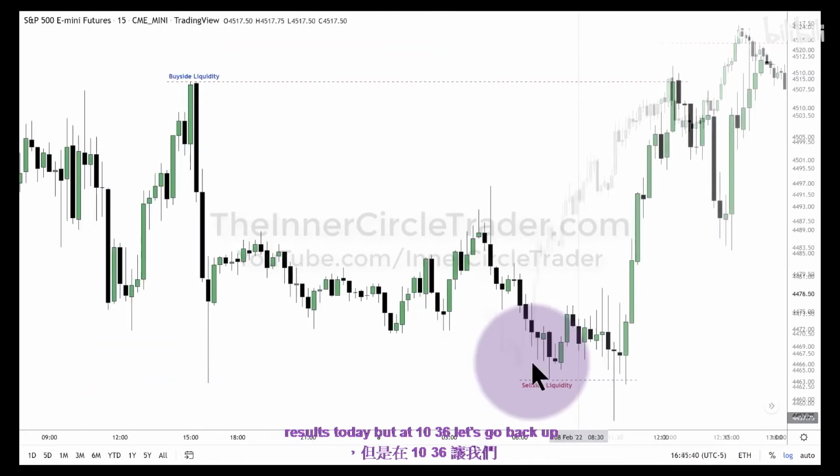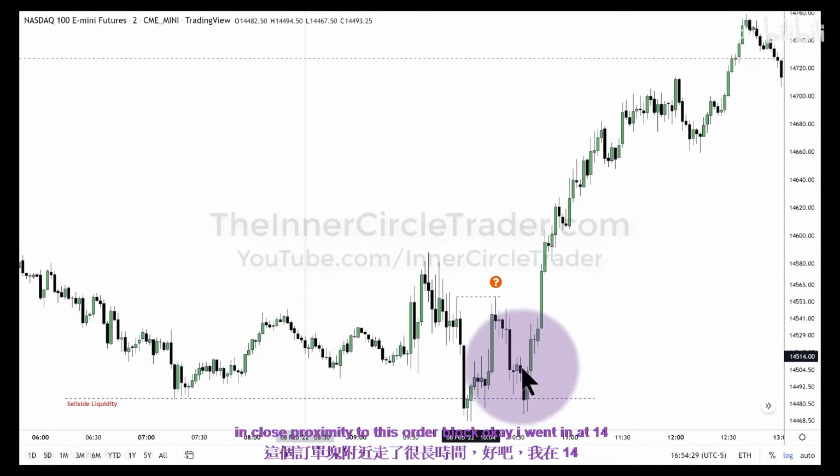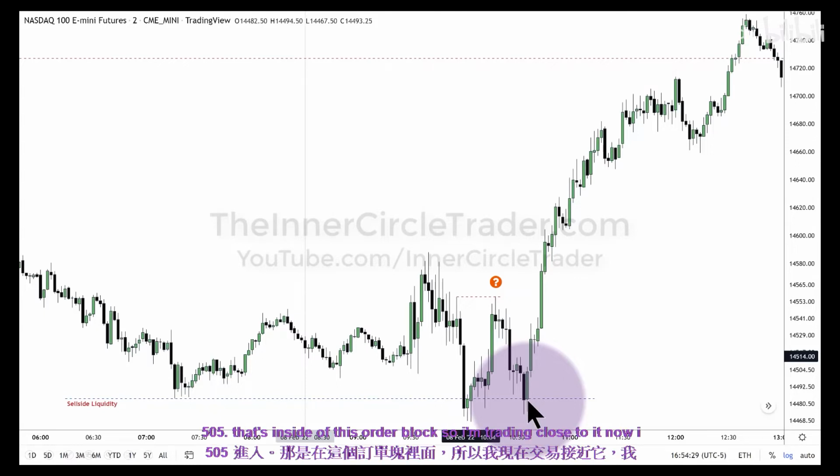But at 10:36, let's go back up to the NASDAQ. We don't see any fair value gap in there, do we? Nope. But we start to see NASDAQ turning. So I went in long in close proximity to this order block. Okay, I went in at 14,505. That's inside of this order block. So I'm trading close to it.